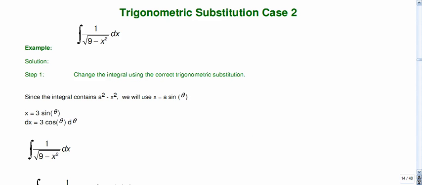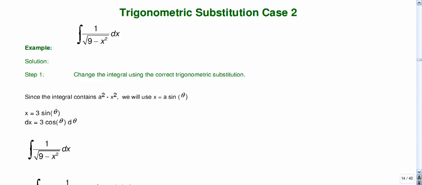Now let's take a look at trigonometric substitution, case 2. This will be the case where we have a squared minus x squared. In this case, I'd like to integrate 1 over the square root of 9 minus x squared. Again, we have no other technique available to us, and so this is our only option.